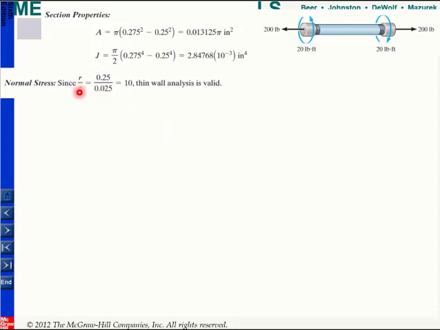Okay, so if this r over t is larger than 10, our results will be more accurate. If this r over t is small, our results will be a little bit off, because this is a little bit of an approximation. So when we use our equilibrium, we use a little bit of approximation. Okay, all right. So what we want to do is find my normal stress.